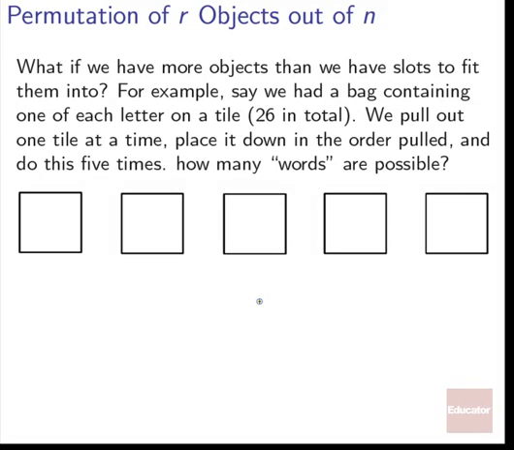Permutation of R objects out of N. So what if we have more objects than we have slots to fit them into? For example, say we had a bag containing one of each letter on a tile. So 26 letters in the alphabet we're using. So we've got 26 tiles in this bag, and on each one of the tiles is a different letter. So there's an A in there, a B in there, a C in there, a D in there, all the way down to Z. So if we pull out one tile at a time and we place it down in the order that it's pulled, and we do this 5 times, how many words are possible?